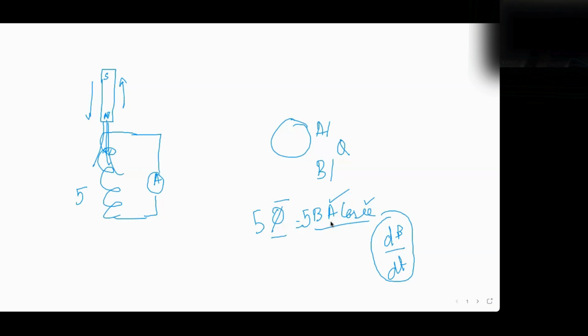Sir, 0 degrees. Why? Sir, because cos theta is 1. Cos 0 is 1. Very good. So when the angle between B and A is 0, that is when the magnetic flux will be greatest.